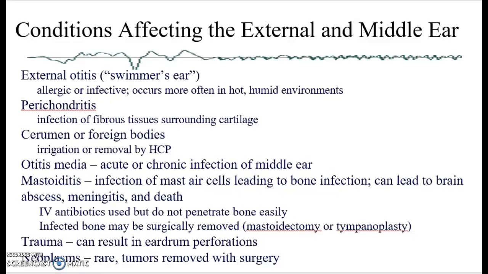Perichondritis is an infection of the fibrous tissues surrounding the cartilage of the ear. You see this sometimes with people who've gotten ear piercings or gotten bites to the ear.